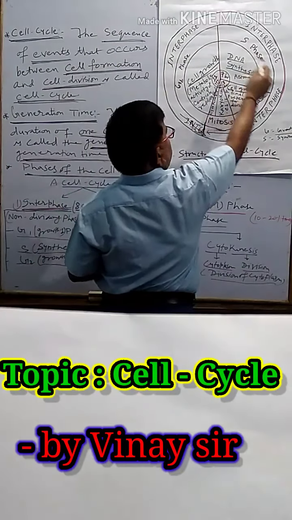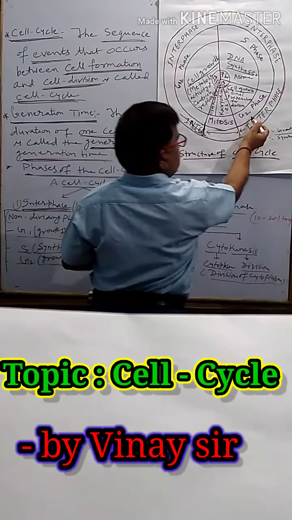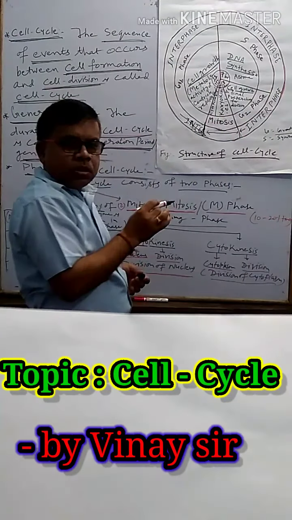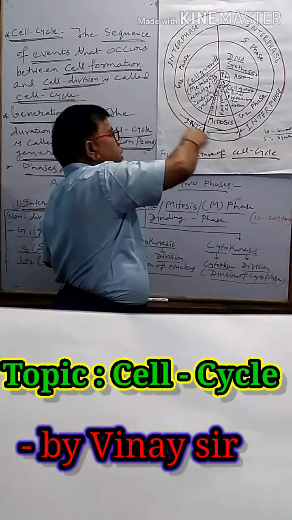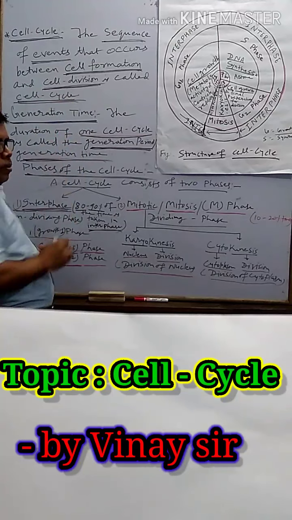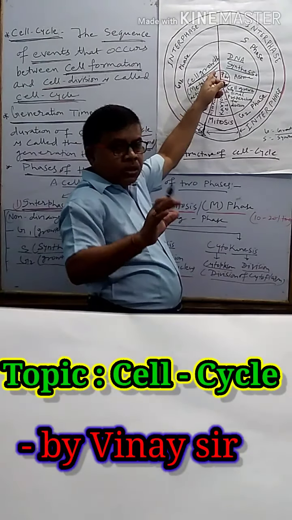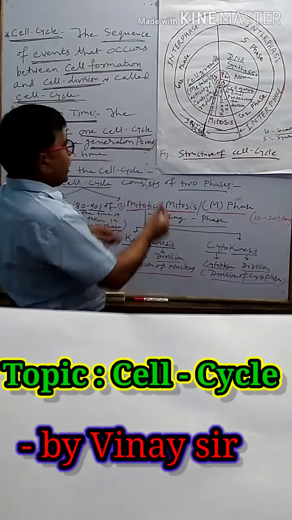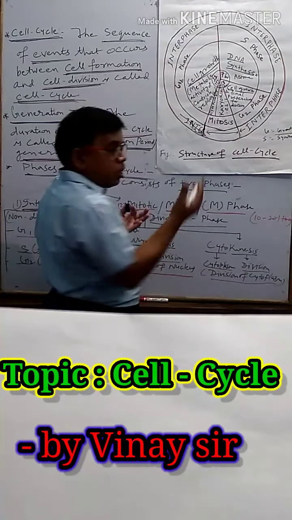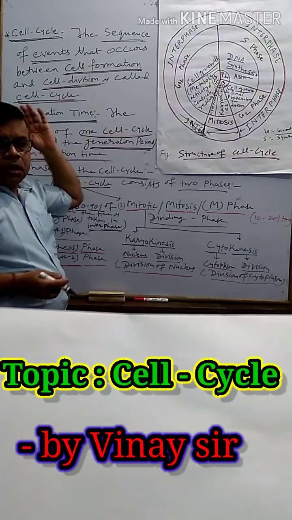This is the structure of the cell cycle: the G1 phase, S phase, G2 phase and the mitosis, and the whole thing is completely called the cell cycle. So that is the cell formation, cell growth, and cell division, that is the mitosis. Both are commonly called the cell cycle.